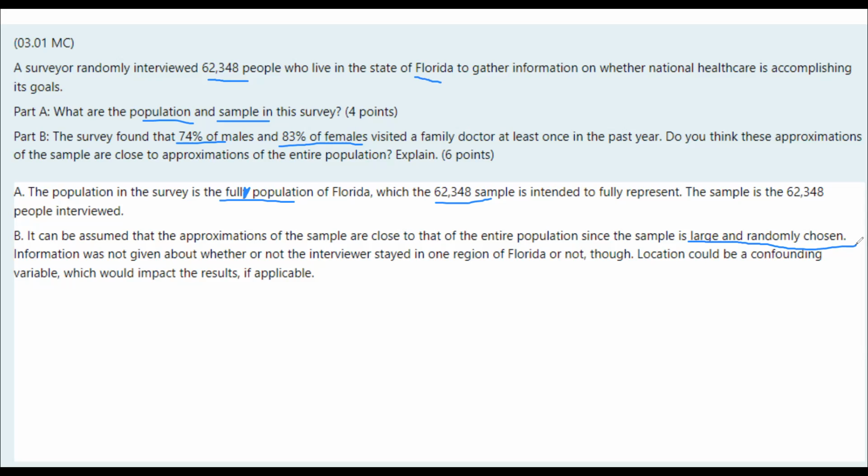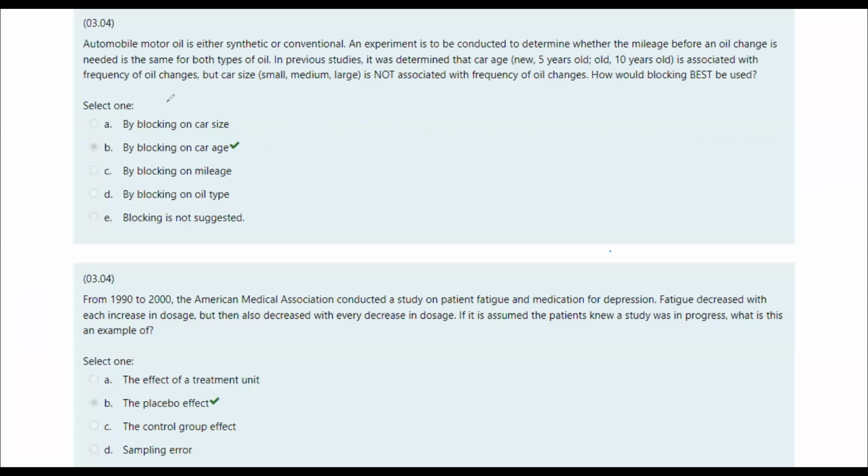So basically, we're saying yes because it's large and randomly chosen, but at the same time we're saying we don't know, did they stay in one location, do a cluster sample? Then it may be a confounding variable, which we know is basically another variable that you didn't want to happen, something that's affecting the results that you didn't think about. Okay, sorry for those kind of dumb explanations. All right, let's continue with this.